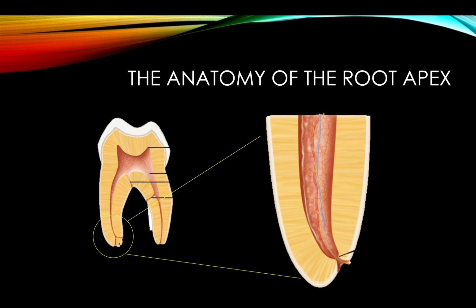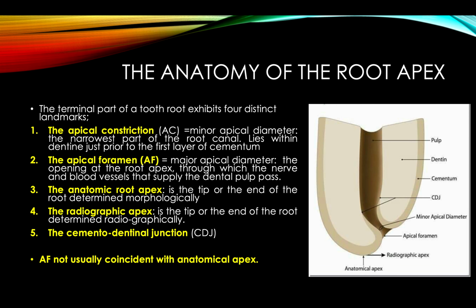Now, as you have seen, the apical part of the root is very complex. So let's have a closer look at this part and identify the multiple landmarks that can occur at the apical part of the root. So the root canal tapers down as you move apically until it comes to the narrowest point, the apical constriction.